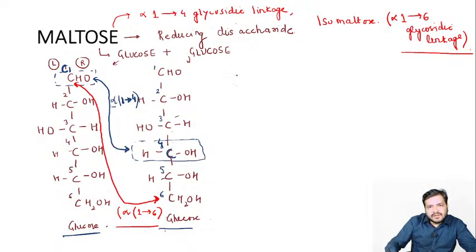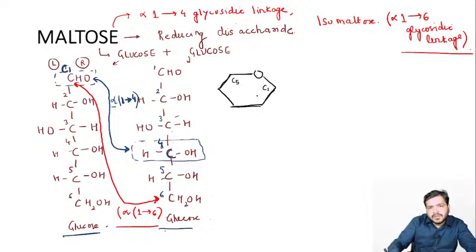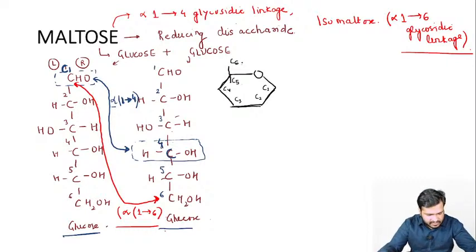Now guys, first I will try to draw the ring structure of one glucose. Okay, you already know this is the fifth carbon which is bonded with the first carbon. Then we have second carbon, then we have third, we have fourth. Okay, and ultimately the fifth one is attached to the sixth carbon.